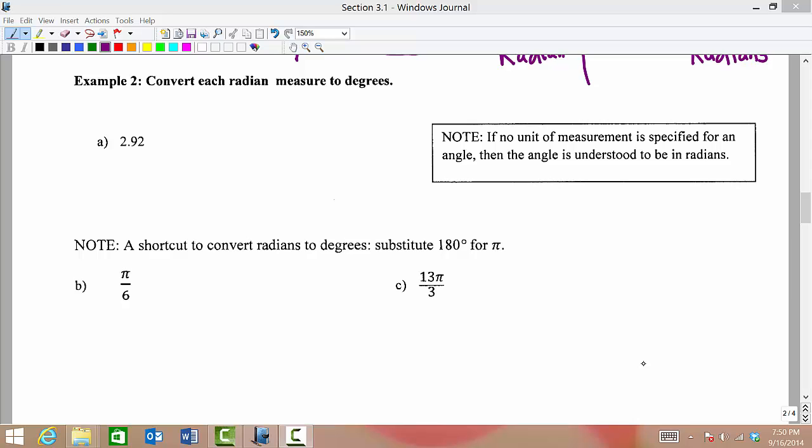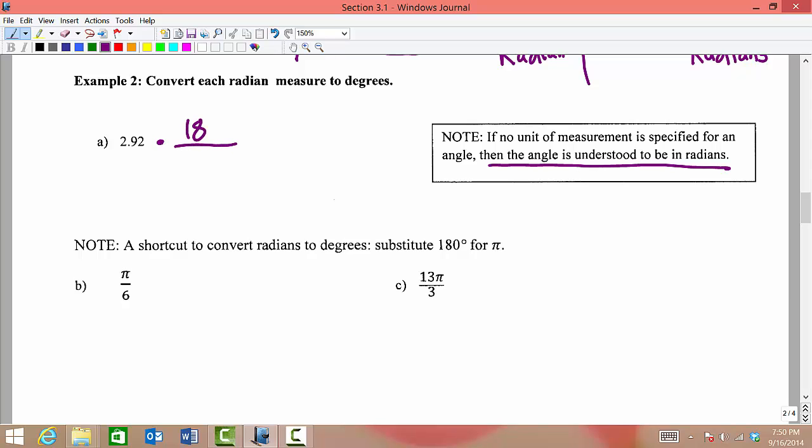Radian measure is often given without any unit of measurement mentioned after it. So no specified unit of measurement. So if you have an angle measure that does not have a degree symbol and it doesn't have the word radians written after it, then we can assume that the angle is understood to be in radians. If I want to convert this radian measure to degrees, then I am going to multiply by 180 degrees on top divided by pi.